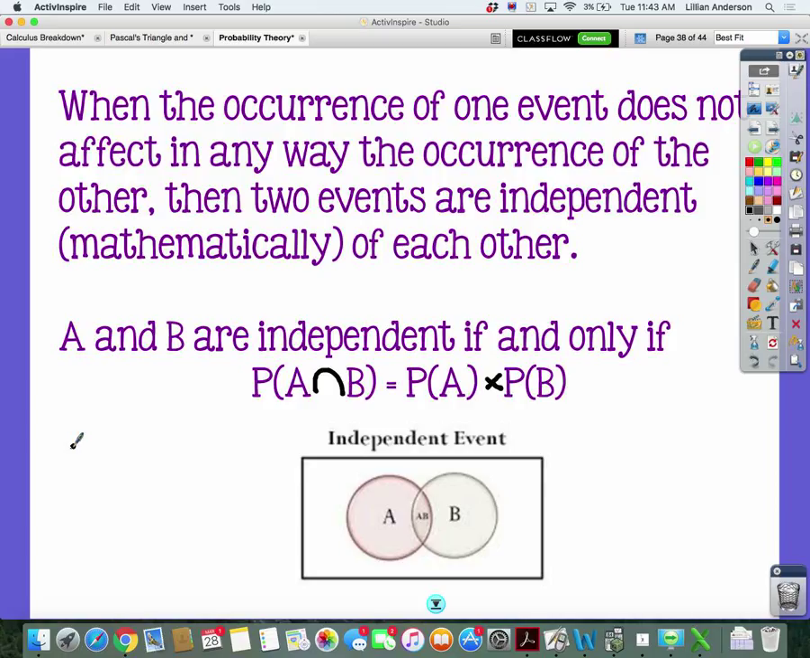This is the formula that you would use to show that two events are independent. So you basically find the probability of their intersection, and you see if it equals the probability of A times the probability of B. And we're going to look at an example of this.